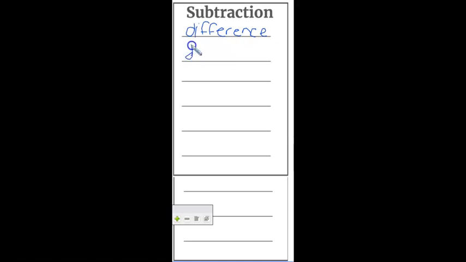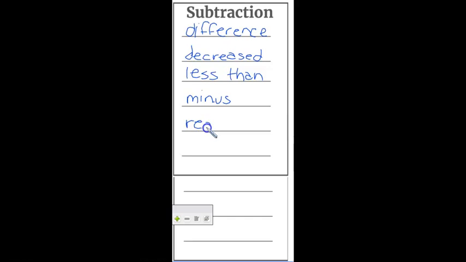Also, decreased. If I decreased 11 by 6, I would get 5. 11 decreased by 6 is 5. Less than. 6 less than 11. That would be 5. Minus. We've been saying that one for many years now. 11 minus 6 is 5.